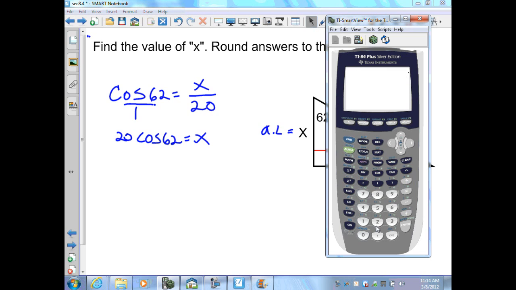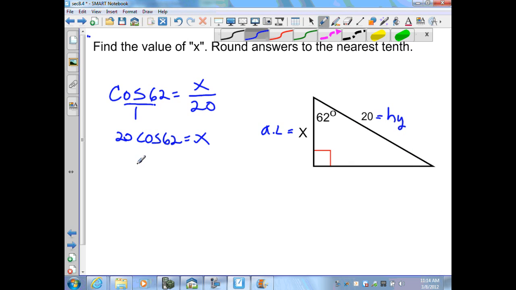And here, 20 cosine 62 degrees. I press enter, and rounding to the nearest tenth, I get 9.4. So using the cosine ratio, I get x equal to 9.4.